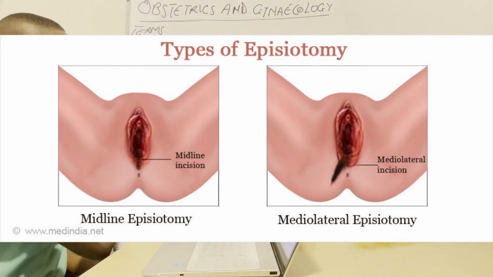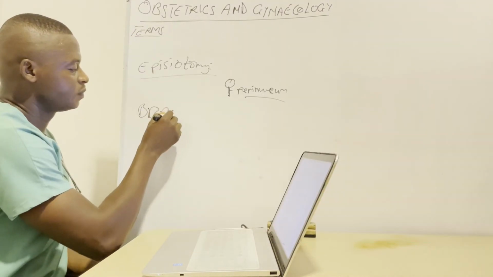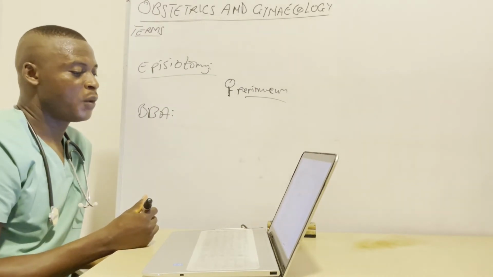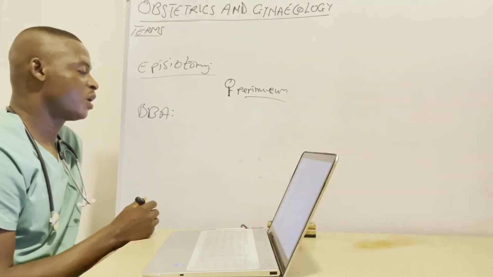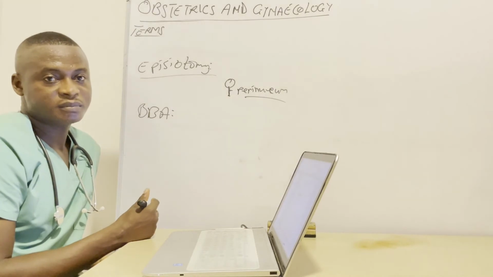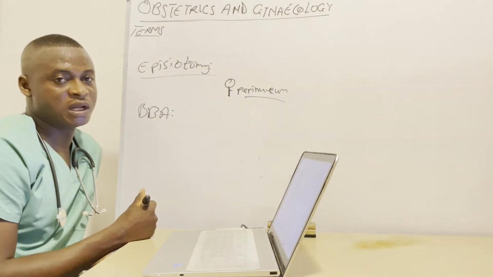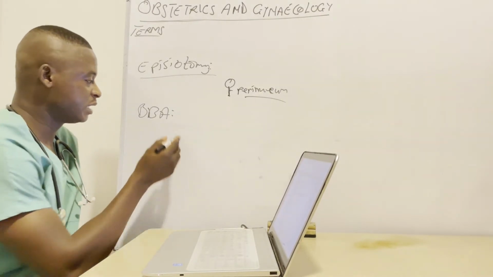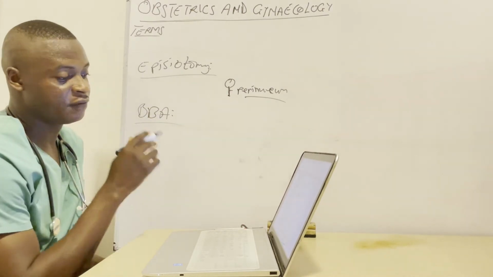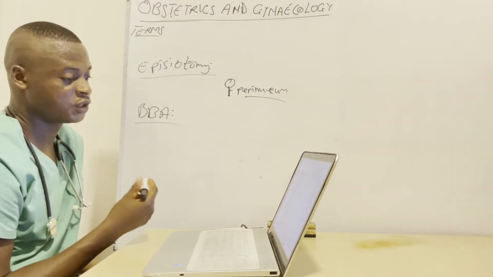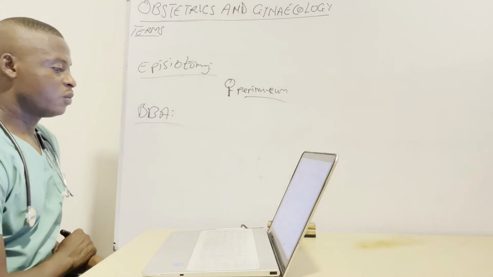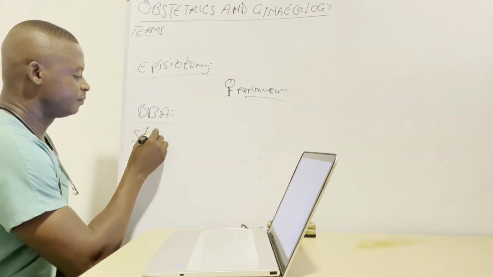All right, let's look at something we call the BBA. It's an abbreviation that is born before arrival. So probably labor sets in when you are in the house. Now, before you get to the hospital, you have given birth. That's born before arrival. So you gave birth on the way to the hospital. So BBA.